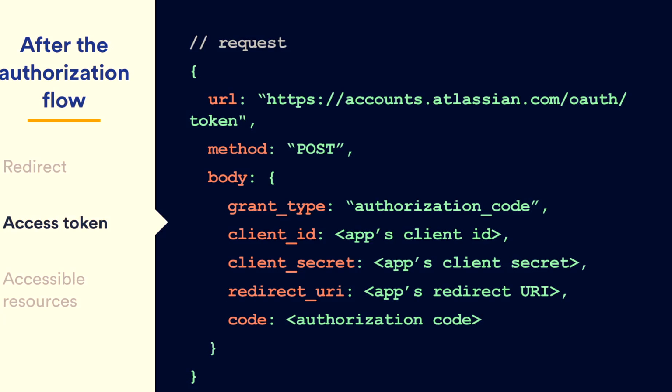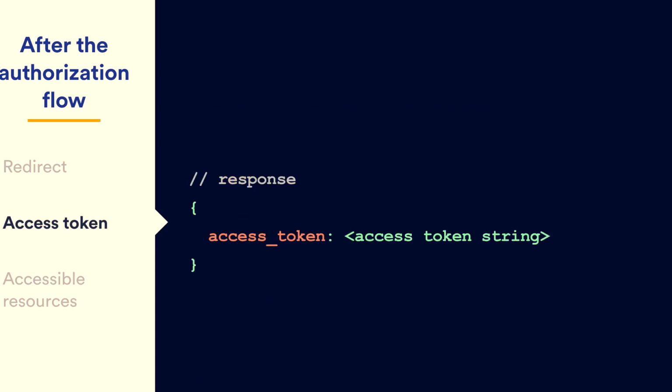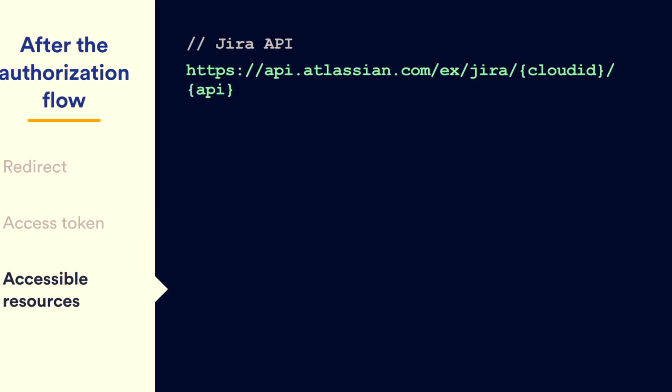So I have to make a request to this endpoint. Important things here: grant type is just a static value. Client ID, client secret and redirect URI are in your app details in app management. You can grab them there. And then you send the authorization code here. So the response to this request is going to be something like this: access token. And this looks like a random string, but it's a thing that you're going to use in your HTTP request to Jira.